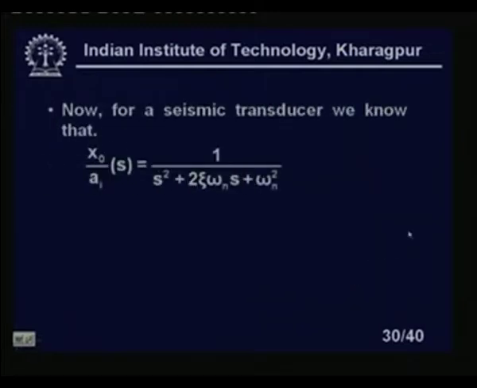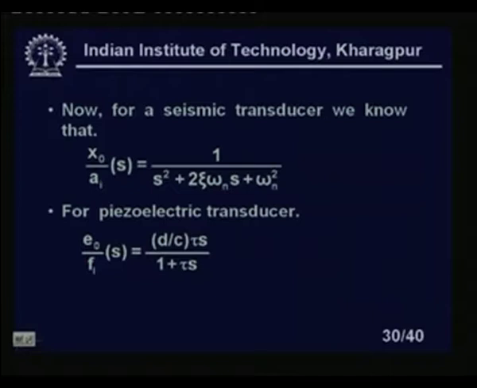Now, for a seismic transducer, we know that X0/Ai(S) equals 1 upon S squared plus 2 xi omega_n S plus omega_n squared. For piezoelectric transducers, we have E0/Fi(S) equals (D/C) tau S/(1 plus tau S), where tau equals RC and D is the sensitivity.